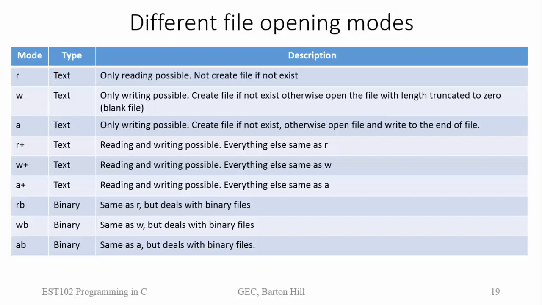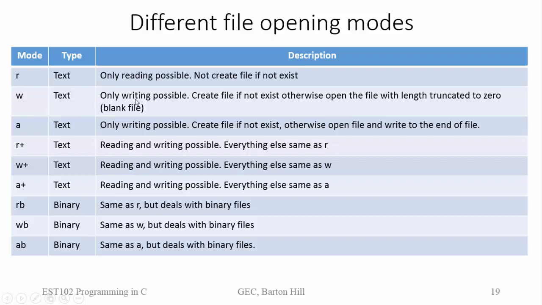So if you open a file in read mode, then only reading is possible, and if the file does not exist, then no new file is created. If the file already exists, it will return the starting address of the file, otherwise it will return a null value.